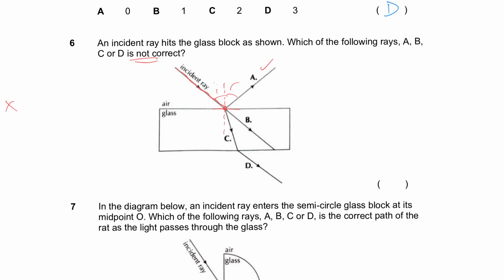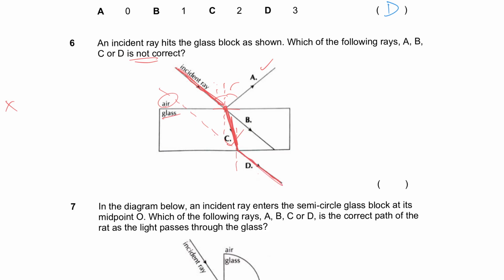Then you have learned that when light is traveling from air, a less dense medium, to a denser medium, glass, the speed slows down and it will bend towards the normal. So C is correct. Then you draw your normal here. Glass to air, denser to less dense, the speed increases and it bends away, and this is supposed to be parallel to the incident ray, between the reflected ray and the emergent ray.